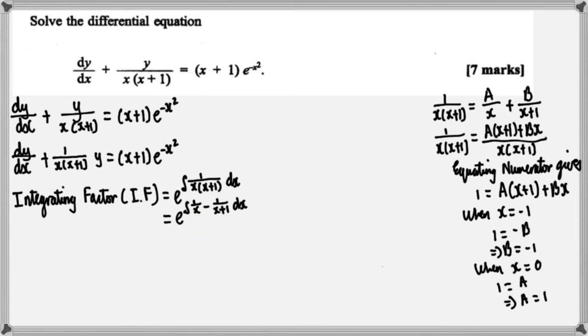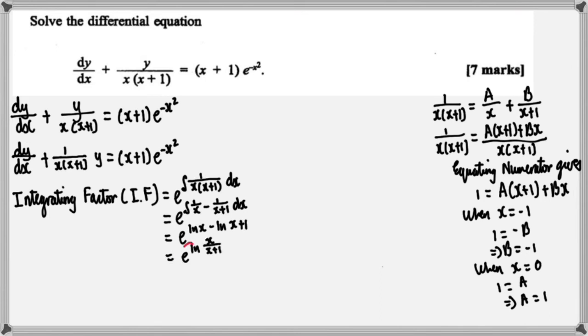The integral of 1 on x is ln of x, and the integral of 1 on x plus 1 is also ln of x plus 1. So this is what we get. And you could actually combine these two using log rules. So this would be the ln of x on x plus 1. So this is what we have.